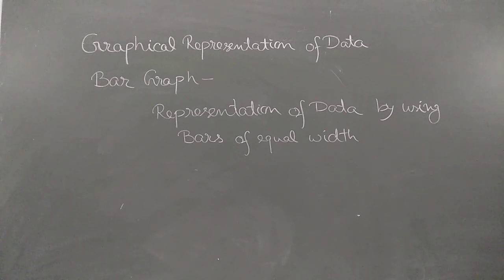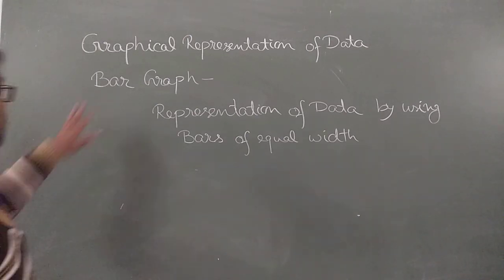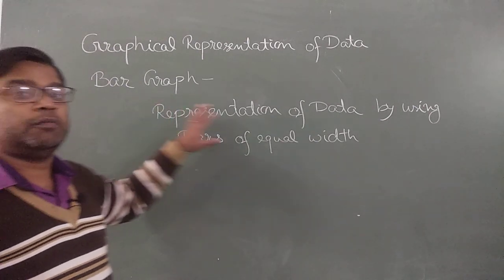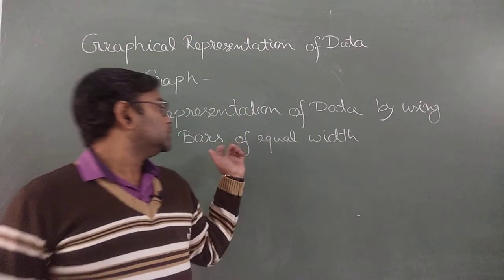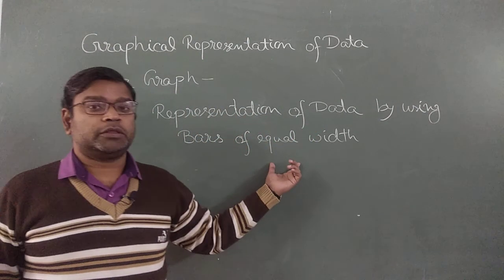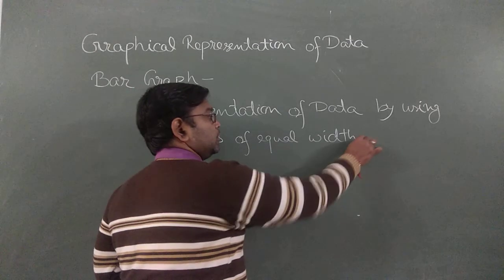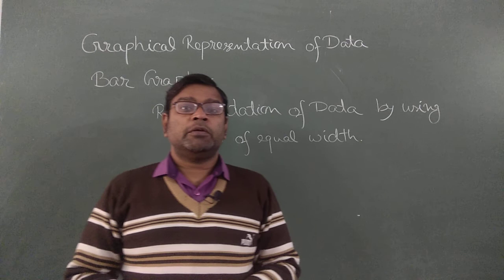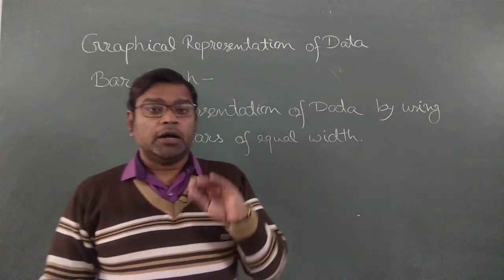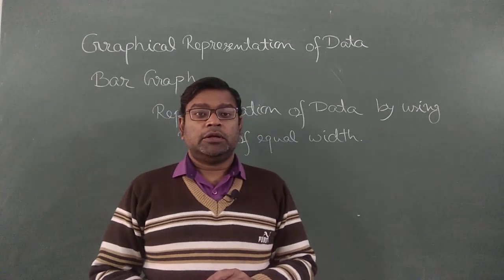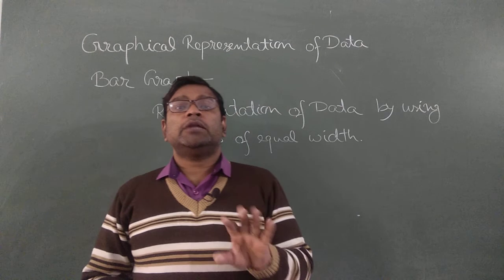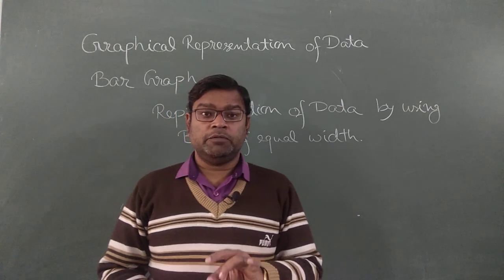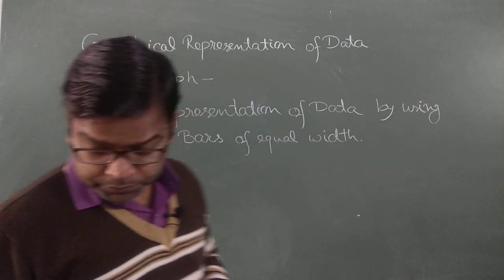As you are observing, what is a bar graph? A bar graph is a representation of data by using some bars of equal width. Here we first collect the information, collect the data, arrange that data in array format, then we use bars of equal width. How? Just see.